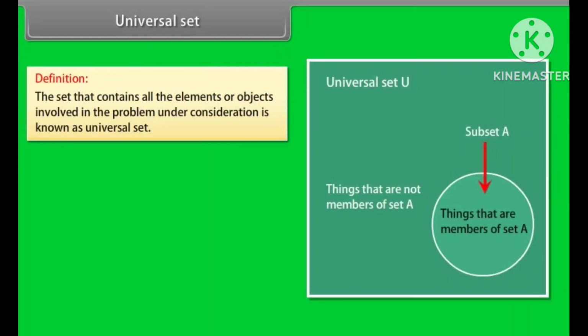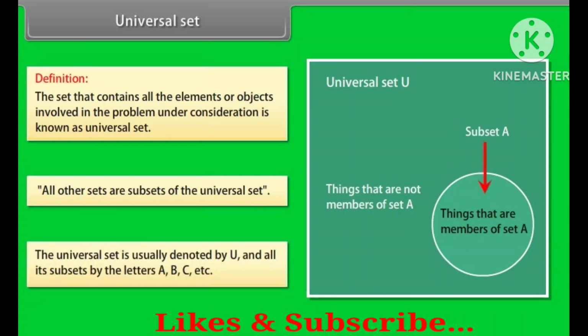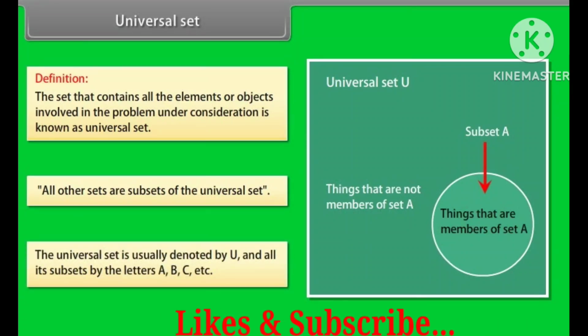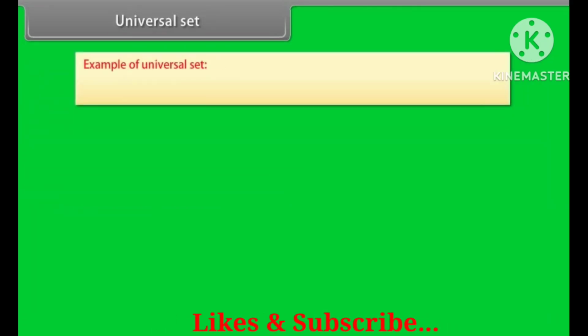Universal set. Definition. The set that contains all the elements or objects involved in the problem under consideration is known as universal set. All other sets are subsets of the universal set. The universal set is usually denoted by U, and all its subsets by the letters A, B, C, etc. Example of universal set.